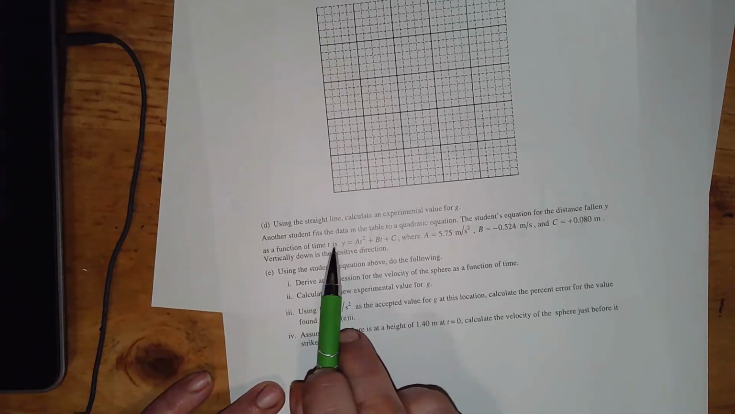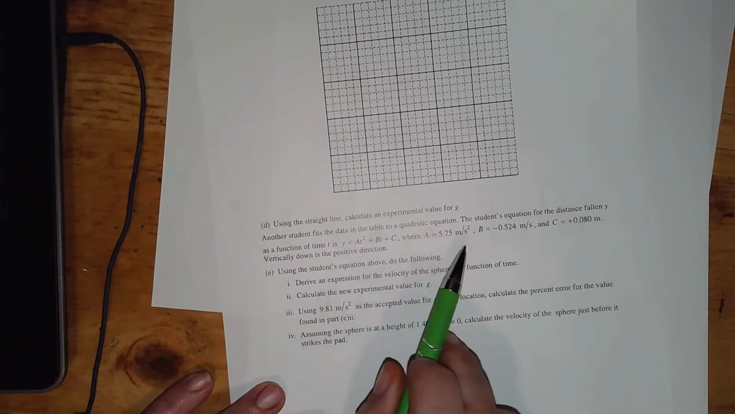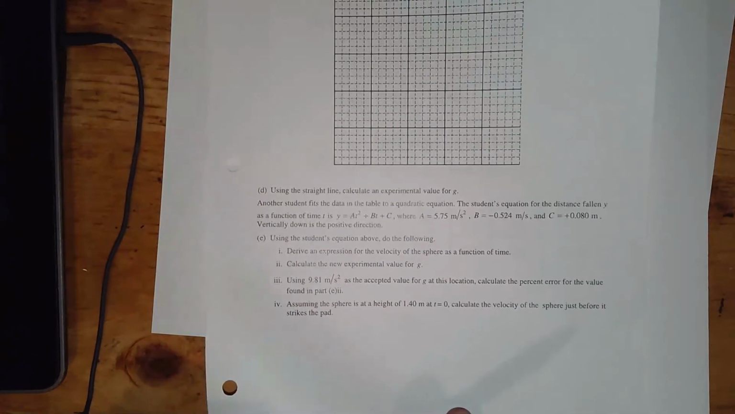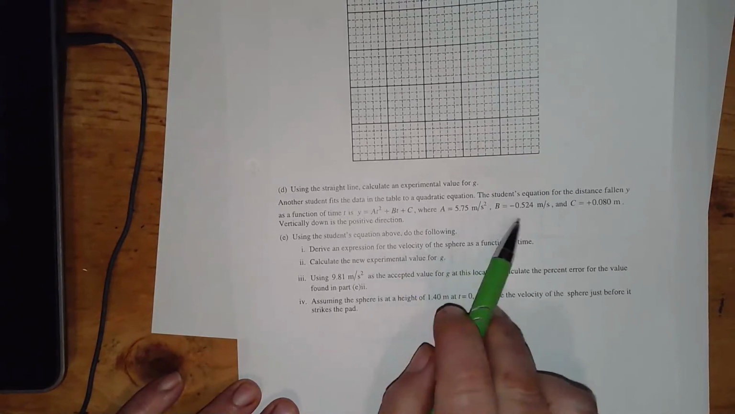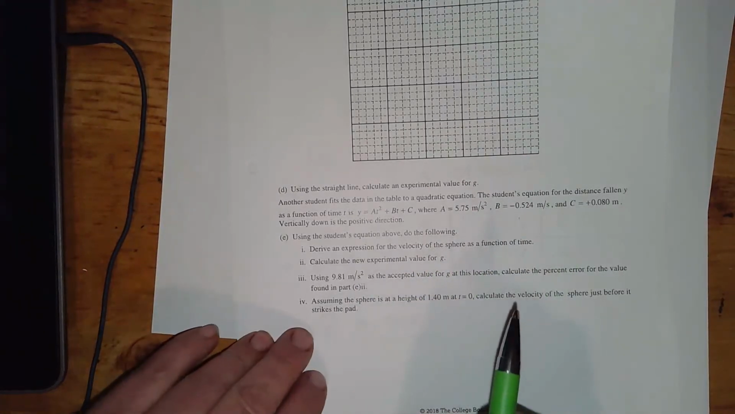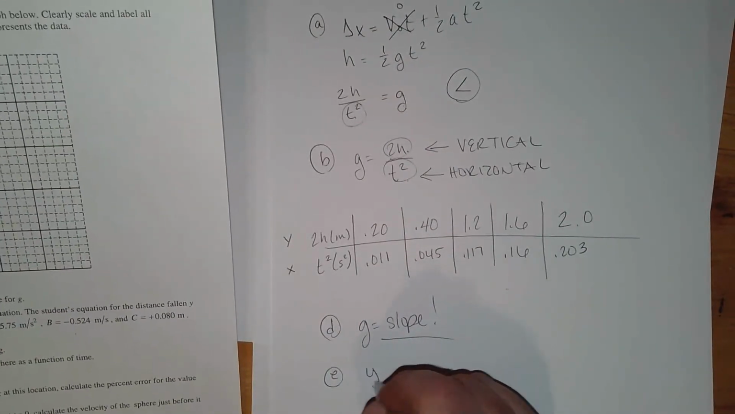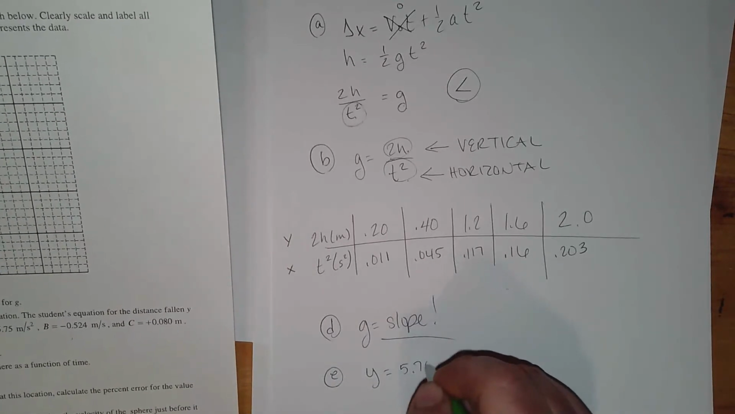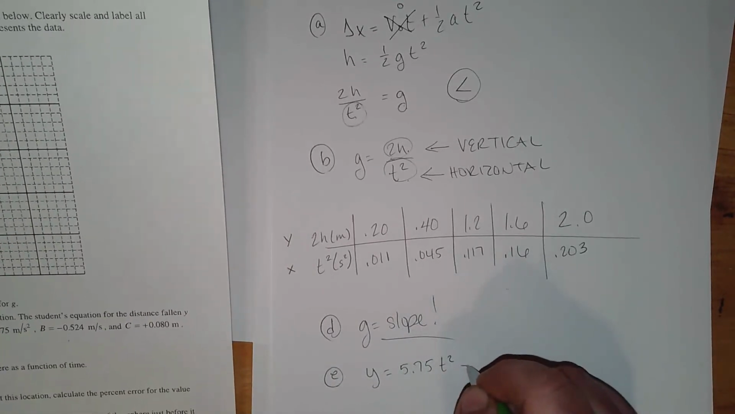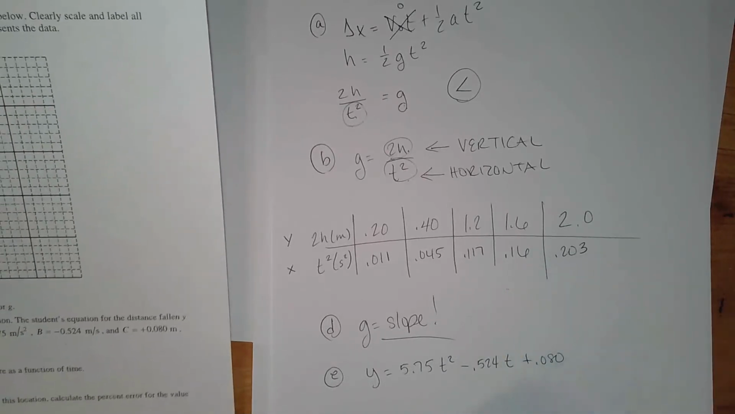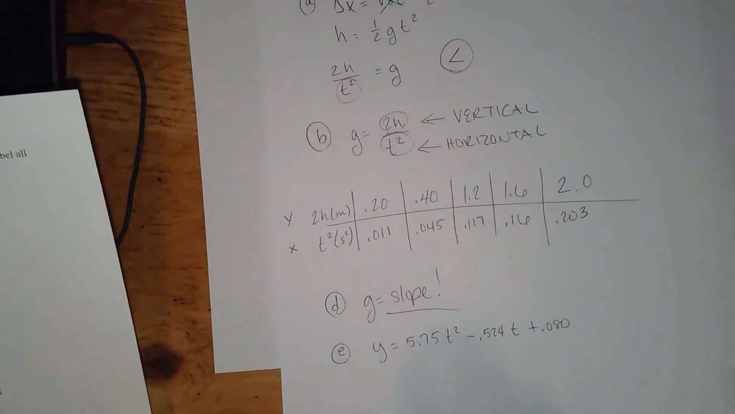Now we're going to do this, and it says another student fits the data to a quadratic equation. And they give us the values here, that y is at squared plus bt plus c, where a is this, b is this, and c is this. Vertically down is the positive direction. So I'm going to plug all these things in. And so y is going to equal 5.75 t squared minus 0.524 t plus 0.080. So that is my equation for position.